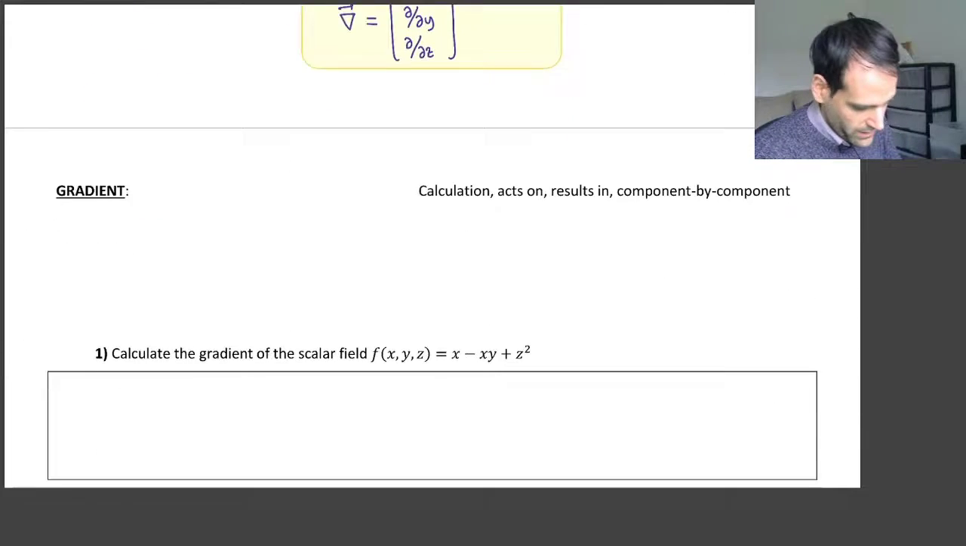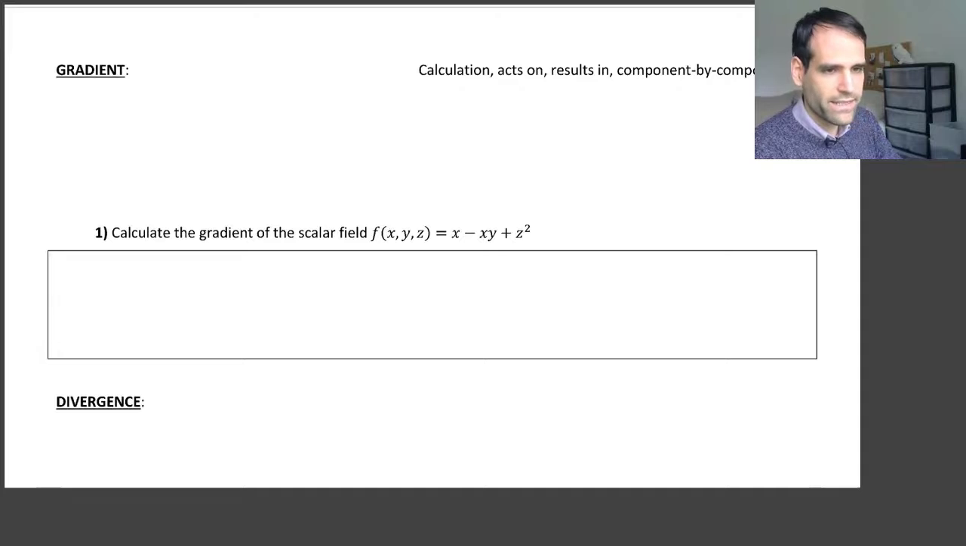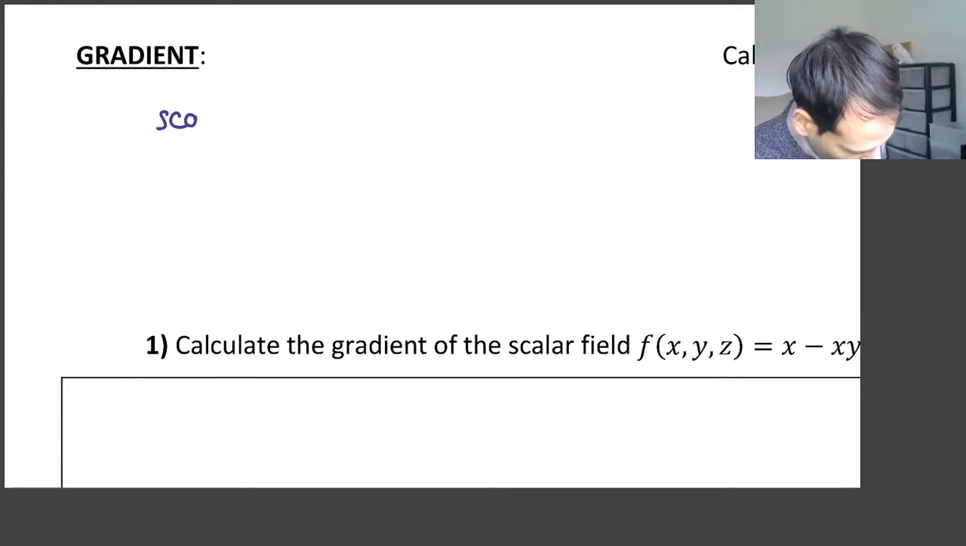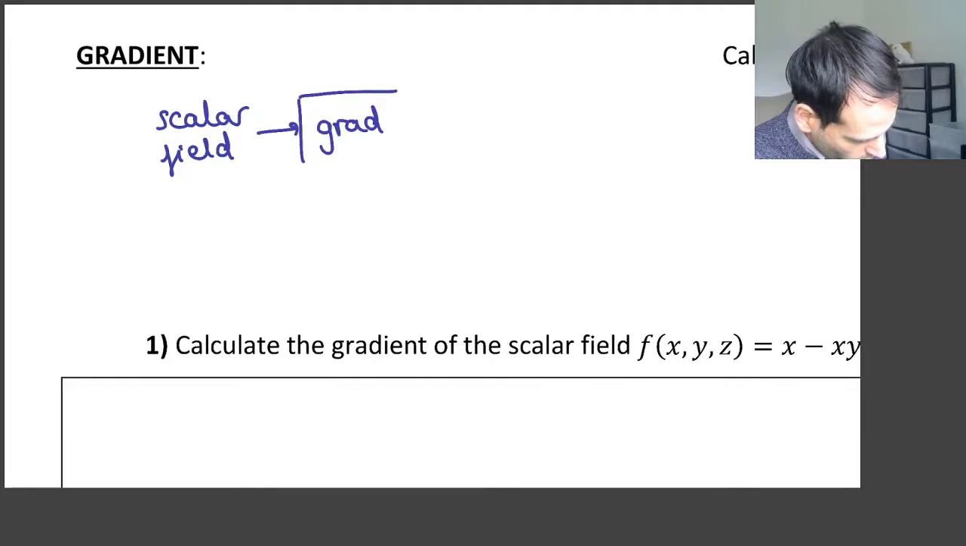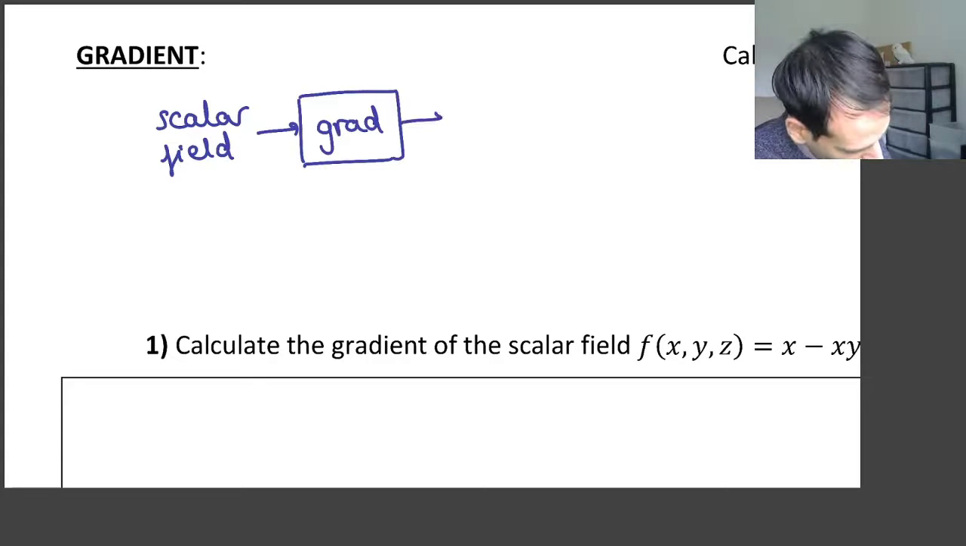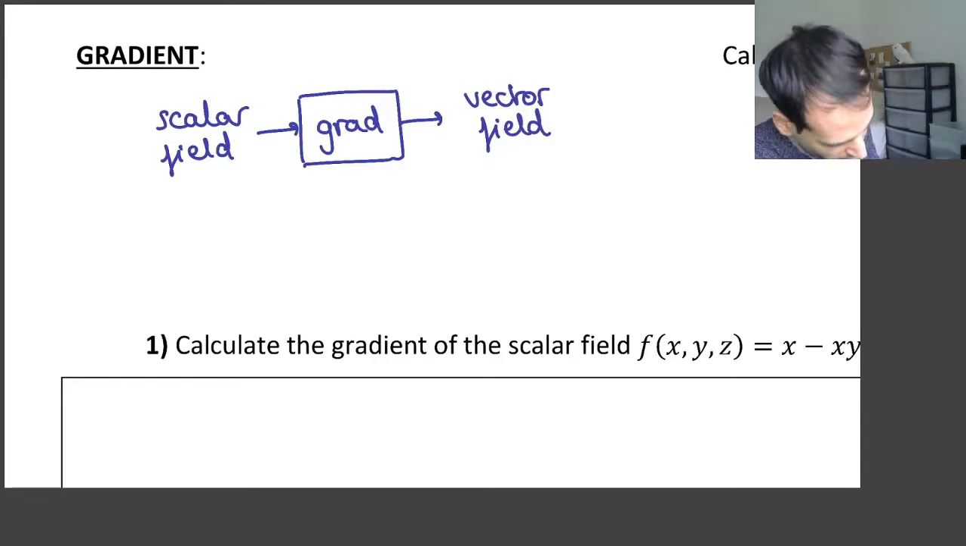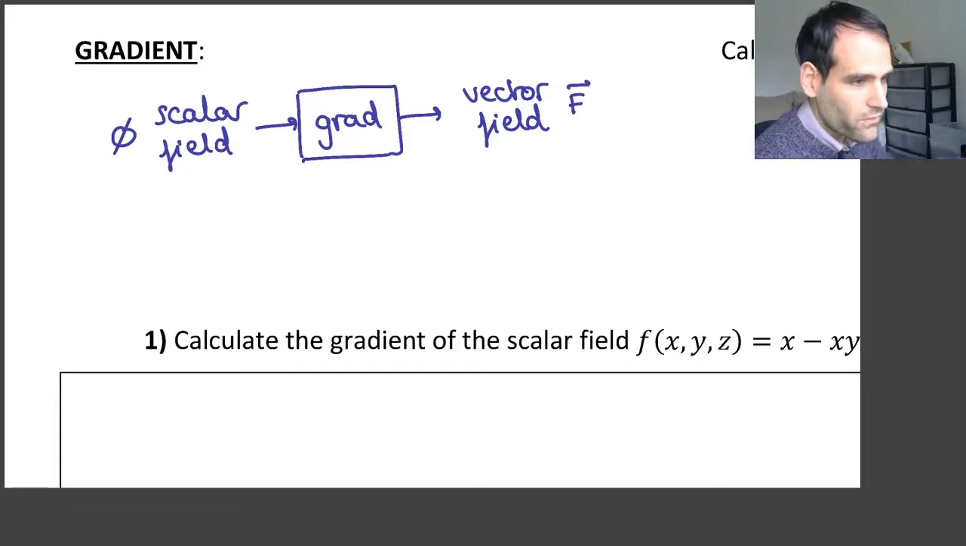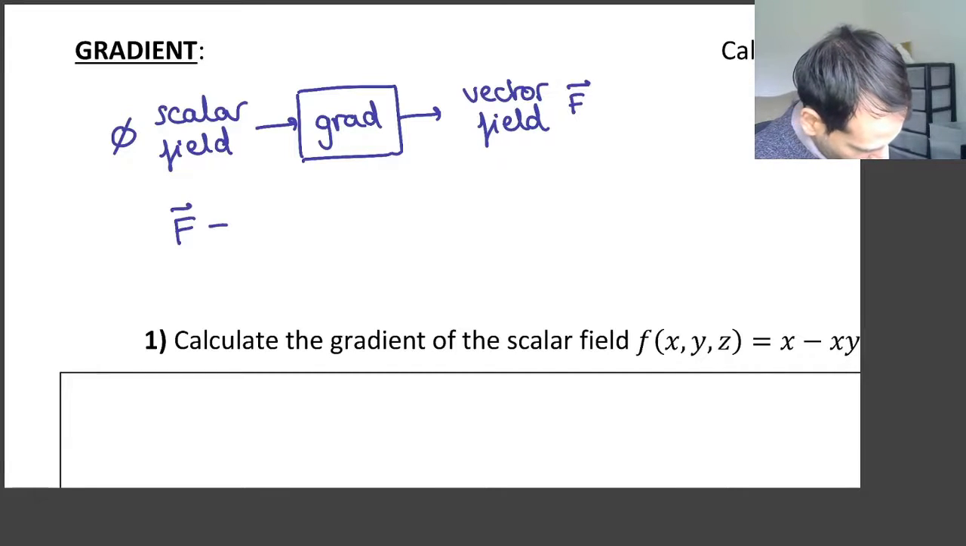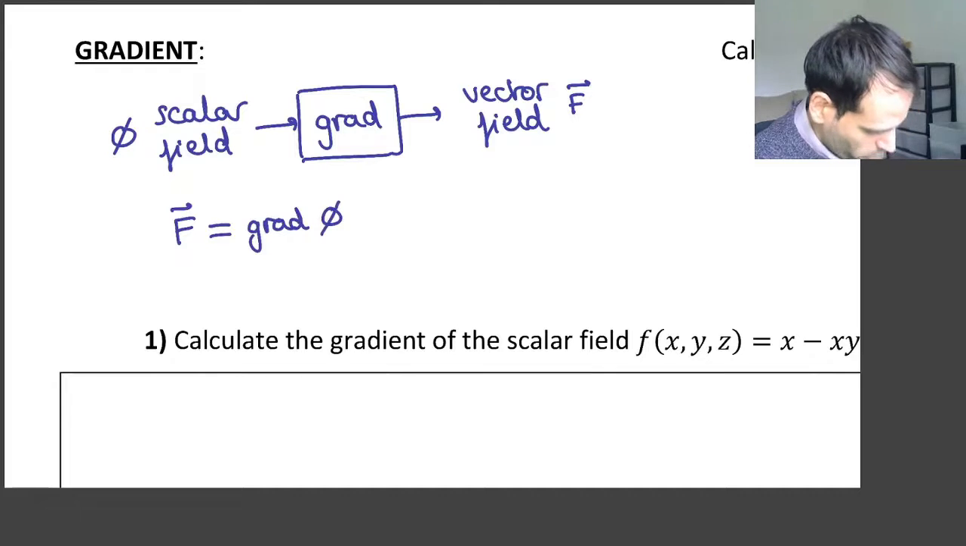Okay, so the gradient. The gradient is an operation which acts on a scalar field. So you apply the gradient, grad, to a scalar field, and the result is a vector field. And what is this gradient operation? It's very easy. So let's say this vector field is f, and the input scalar field is phi. So the output of the gradient is this vector field f, which we say is equal to the gradient of phi. So this is like applying the function to phi. And the way you calculate it is simply you apply nabla to phi.